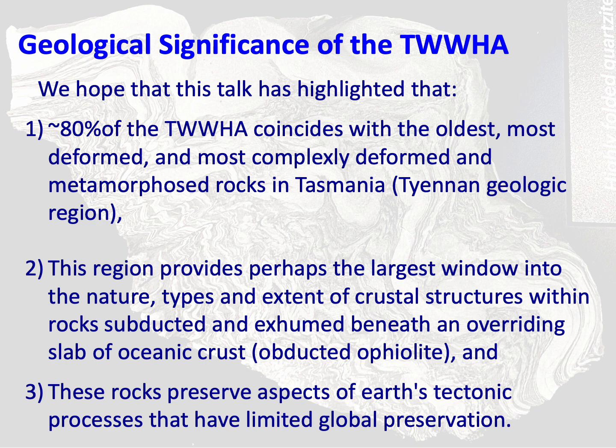We hope that this talk has highlighted that 80% of the Tasmanian Wilderness World Heritage Area coincides with the oldest, most deformed and most complexly deformed and metamorphosed rocks in Tasmania, that is the Tyennan geologic region. This region provides perhaps the largest window into the nature, types and extent of crustal structures within rocks subducted and exhumed beneath an overriding slab of oceanic crust, i.e. the obducted ophiolite, and that these rocks preserve aspects of Earth's tectonic processes that have limited global preservation.